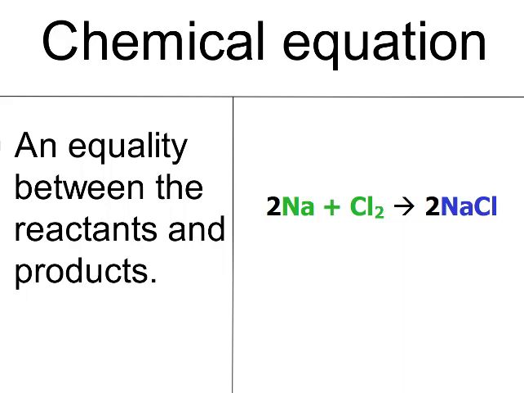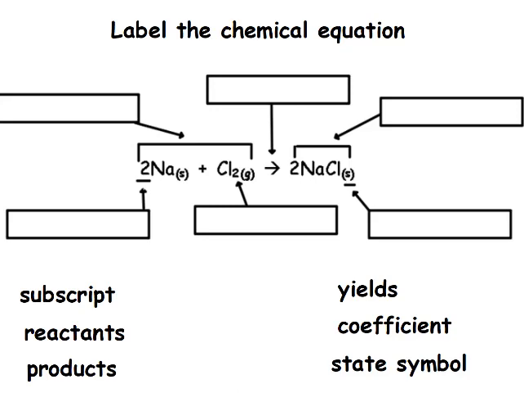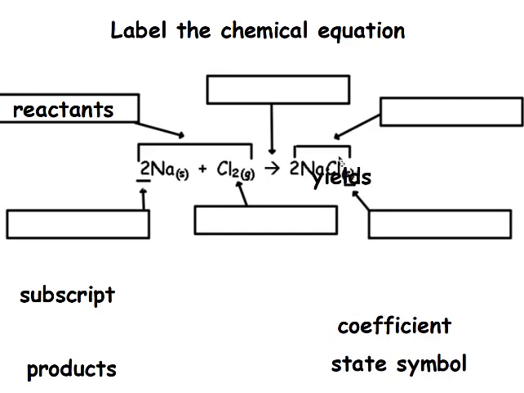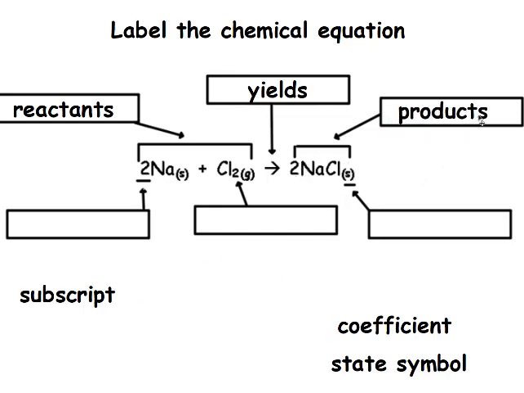A chemical equation is an equality between reactants and products. Let's label this chemical equation. So the ones on the left are what we refer to as reactants. The arrow is a yields, which is kind of like an equal sign, and on the right-hand side, those are products. So those are the main components of a chemical equation. You have reactants, which react to produce products.